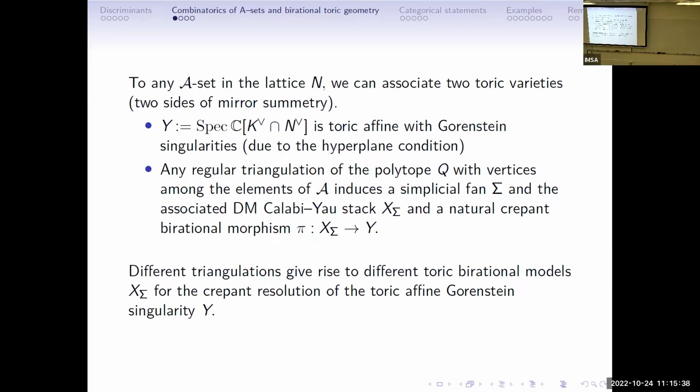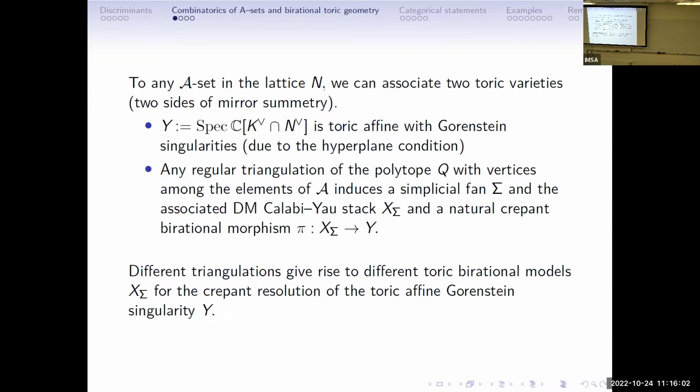And that's one side. The other side is now, so as you see, I moved here to the dual side. If I stay on the side of the lattice N, and this is again some known story in toric geometry, this would be kind of the fan side.